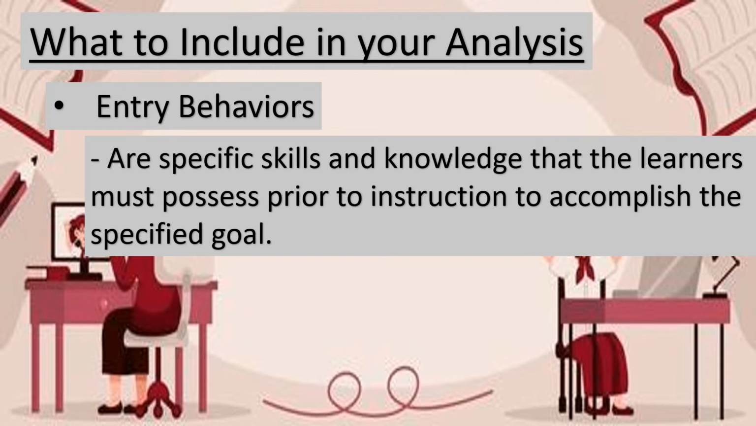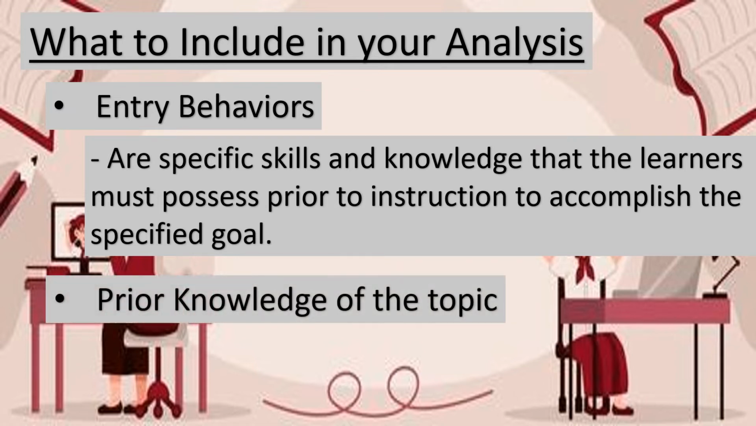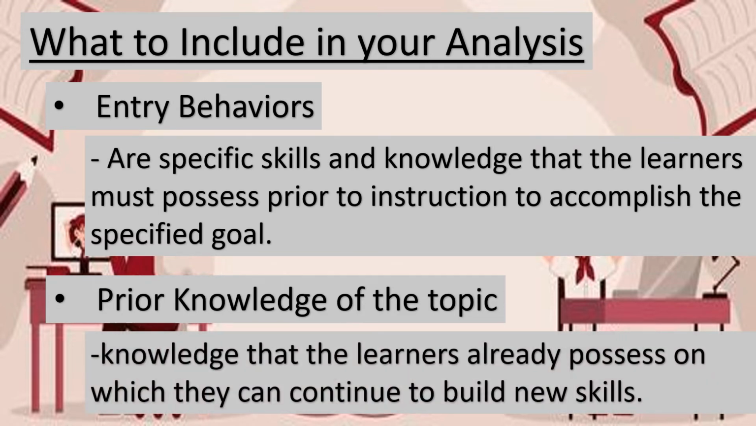So another aspect is the prior knowledge of the topic. This category includes knowledge that the learners already possess on which they can continue to build new skills. This is important so that instruction can build and relate to prior knowledge. Time spent instructing learners needs to be based on learning new material as opposed to learning an area with which they are already familiar.